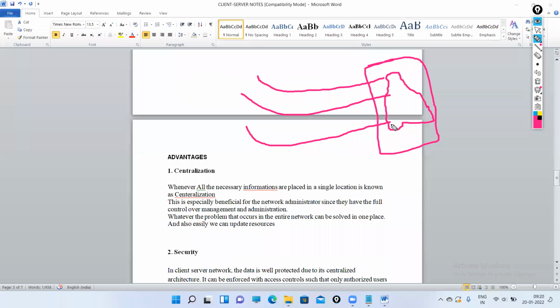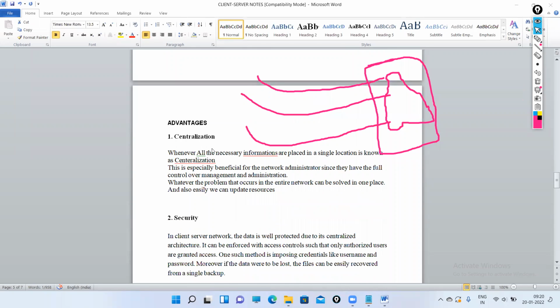Whenever all the necessary information is placed in a single location, whenever we can put all information in one place, that is known as centralization. Any doubt? No, sir.